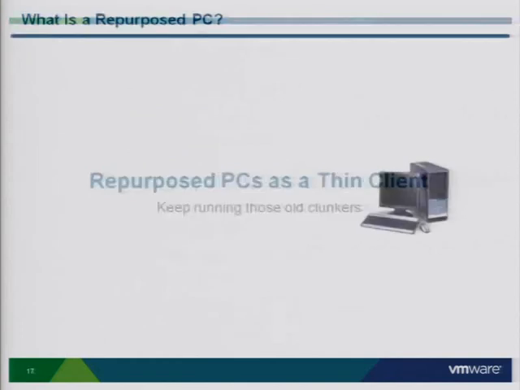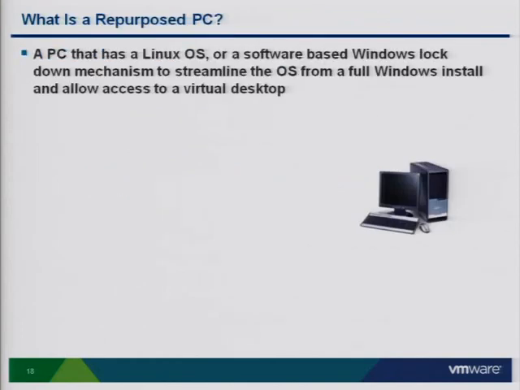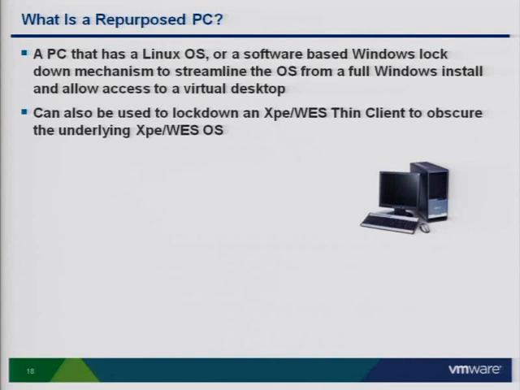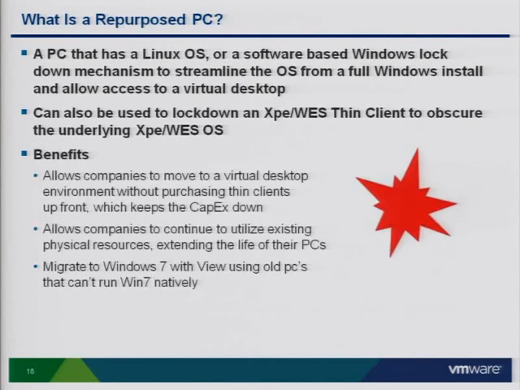So repurposed PCs as thin clients. That's me. So a couple of things. Having two people present, we're keeping track of who's doing what here. So basically, we're taking a PC, we're installing a Linux OS or a software-based Windows lockdown mechanism to streamline the OS from a full Windows install and allow access to the virtual desktop. So we're taking it and turning it into a thin client. I have some really high-end animation that I did to show that. You can also use it to lock down an XPe or Wyse client to obscure the underlying operating system.